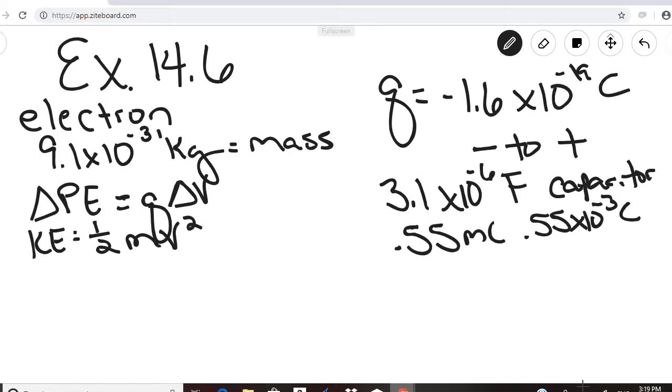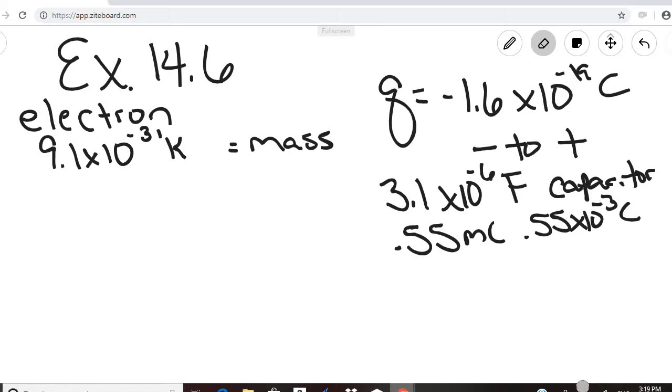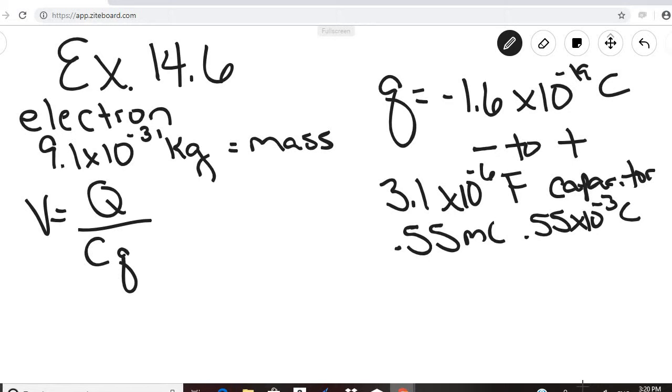Okay, so that means that the first thing we need to figure out is what is V. In order to get the potential energy, we need to figure out the change in electric potential. So let's start doing that. V is equal to Q divided by the capacitance. Capital Q is the charge that is on the positive plate, and we are given that as this.